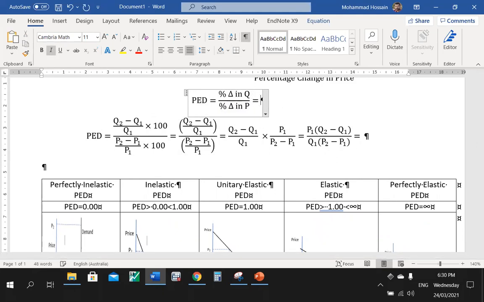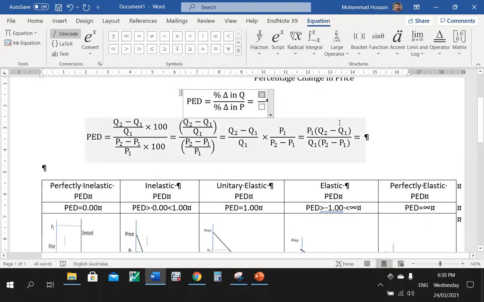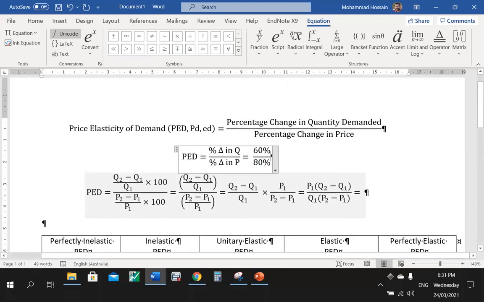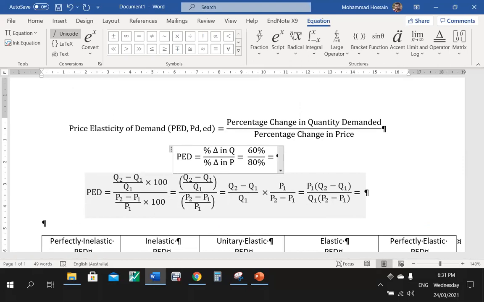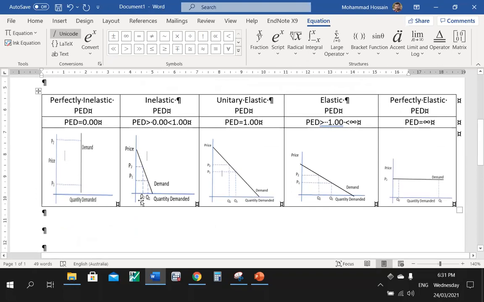For example, let's say quantity demanded changes by 60%, but price changes by 80%. Can you tell me what the answer could be? Is it more than one or less than one? 60 divided by 80. Less than one, isn't it? If it is less than one, it is inelastic, right? So if the price change is bigger than the quantity change, it is inelastic.